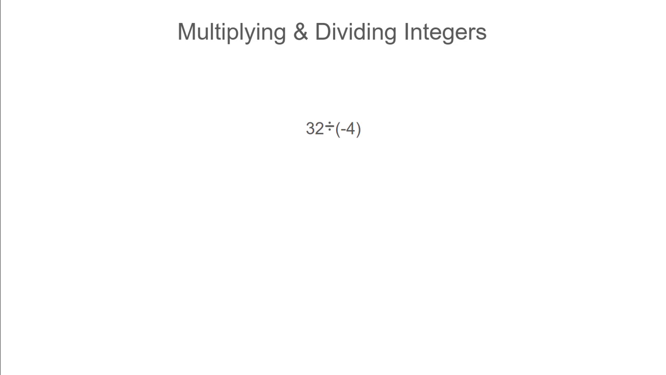For division, the process is almost identical. We first do the division ignoring the signs, which in this case is 8. Then we ask once again, are the signs the same? And they are not, so it becomes -8. And that's all for multiplication and division, but we still have one last thing to cover this unit.